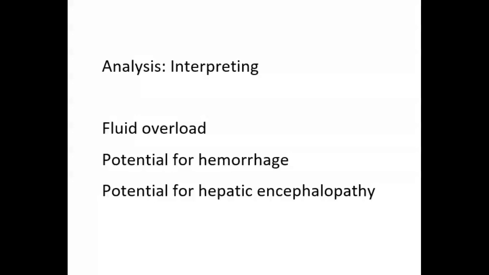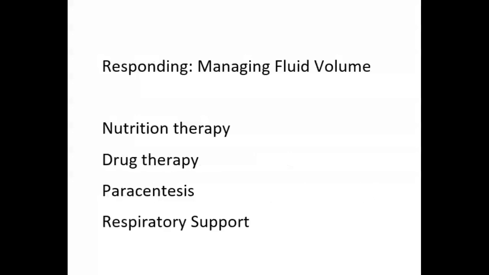This video will go over the problems caused by cirrhosis and the ways that those complications or problems are treated. The priority collaborative problems for patients with cirrhosis include fluid overload due to third spacing of abdominal and peripheral fluid, potential for hemorrhage due to portal hypertension, and potential for hepatic encephalopathy due to shunting of portal venous blood and/or increased serum ammonia levels. The first thing we're going to talk about is managing fluid volume.